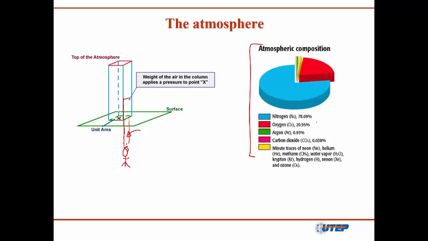So it's not all oxygen, only 20 to 21% is oxygen. Most of it is nitrogen. We have argon, carbon dioxide, and other traces of other gases.